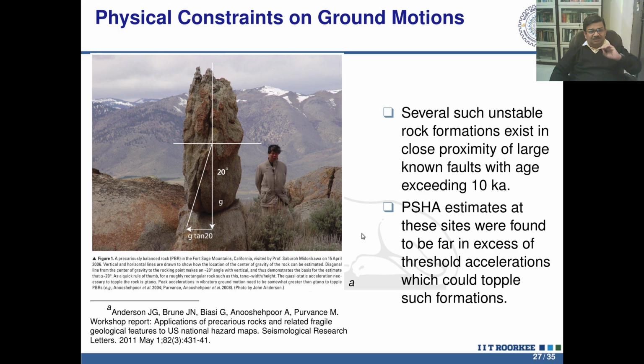Right? Now, the PSHA, probabilistic seismic hazard assessment, estimates at these sites were found to be much, much larger than the acceleration that would have toppled them, which could have toppled such formations. Right? So that's a physical problem. The PSHA, the completely mathematical undertaking of integrating over the residual epsilon, is completely devoid of any physical explanation, physical constraint. There is no physics-based constraint on that.